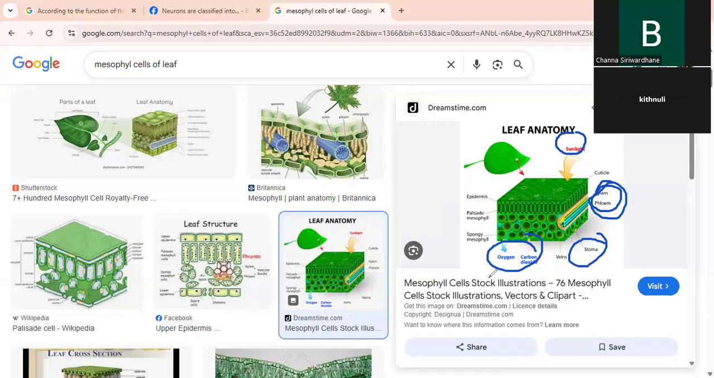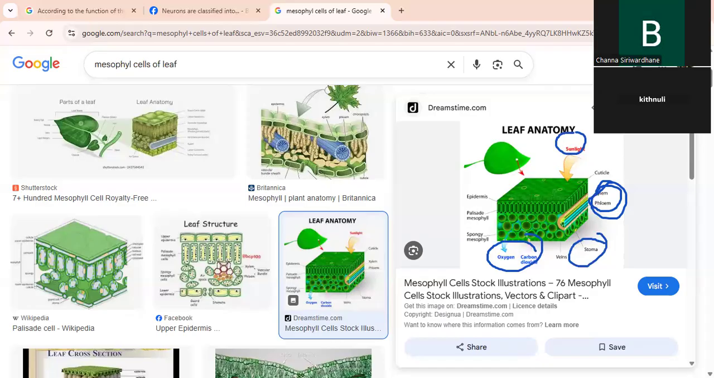Right. So these gases go through those spaces, right? Then it reaches the mesophyll cells via intercellular spaces, right? This special green pigment called chlorophyll is found in chloroplasts in the plant cells, right?